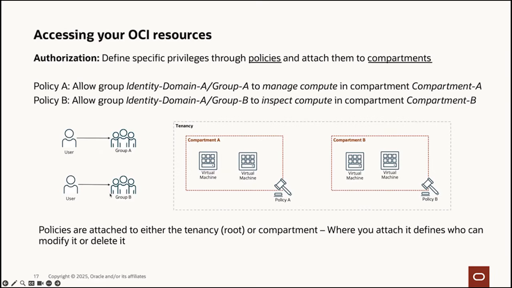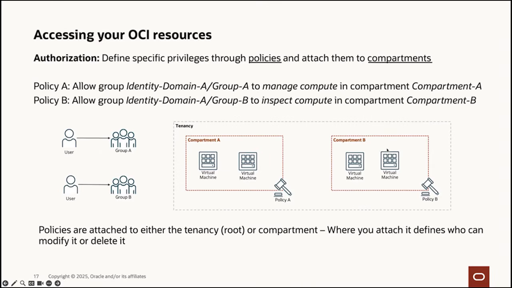So if you're a user that's part of group B, you can go into compartment B, you can list and see the virtual machines that are running, but you cannot go into compartment A and see what's running in compartment A. You have no permissions over in compartment A. It's only in compartment B where you could list what's running. You can't go in and change things. Inspect is essentially read only for what you have in that compartment.